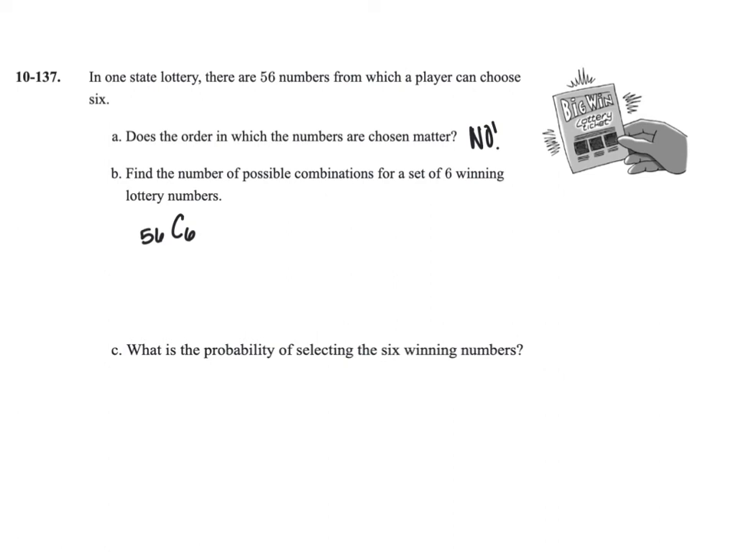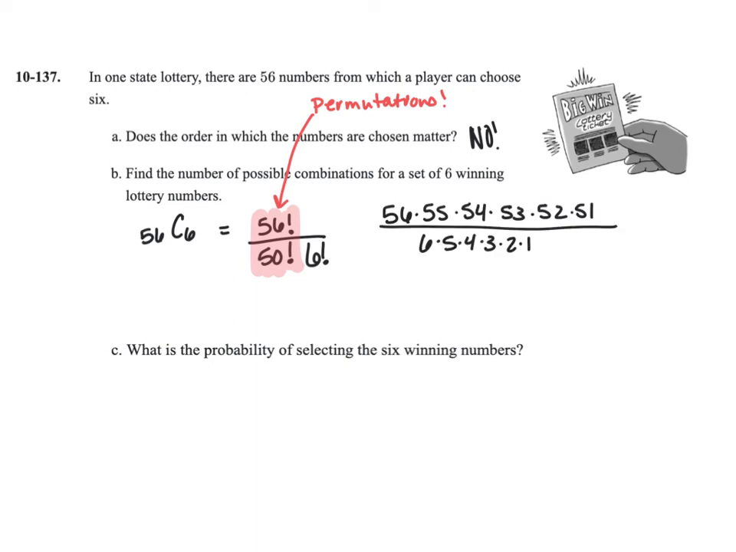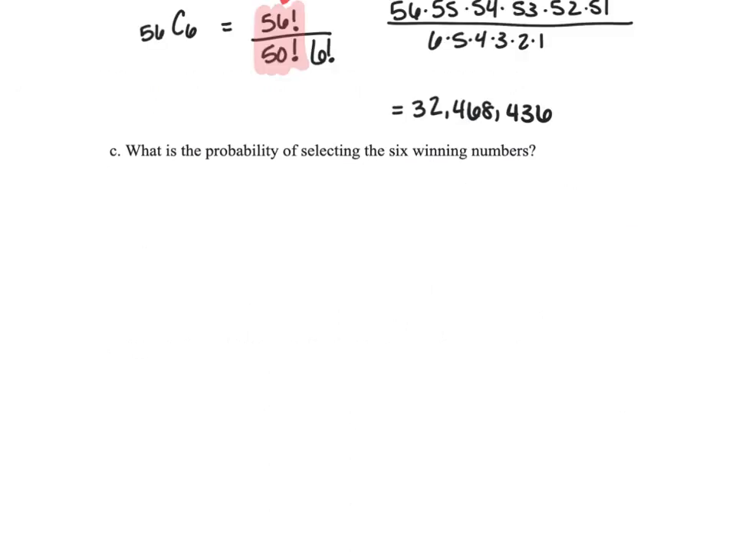So I'm going to go about this by using my permutation formula and then dividing it by 6 factorial, because that's the number of ways that these items can be arranged. That will give me the total number of combinations for that winning lottery ticket. And then for part C, what is the probability of selecting the 6 winning numbers? Well, it would be 1 out of that total, or 1 out of 32,468,436.